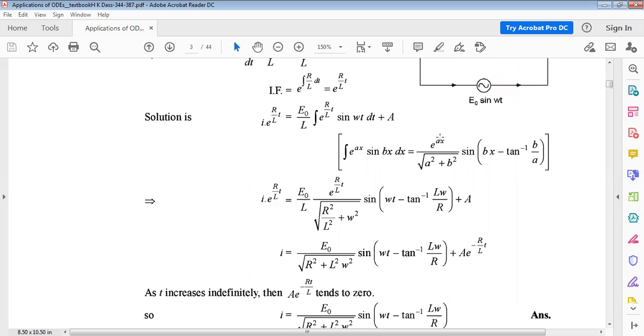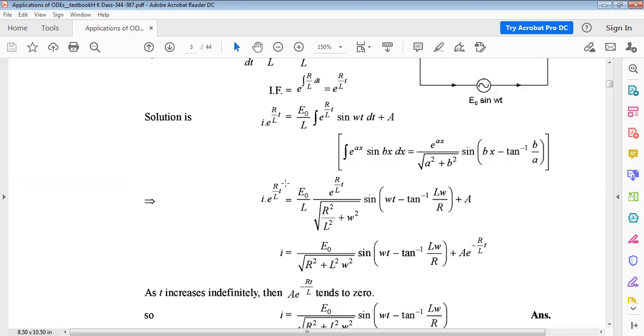The formula begins here: e to the power x, with a equal to R by L, over the square root of (R by L) whole square plus omega whole square, times sine of omega t minus tan inverse of omega times L by R. It becomes L by R because it is divided by a, so it is inverted. Plus A, which is the integral constant.